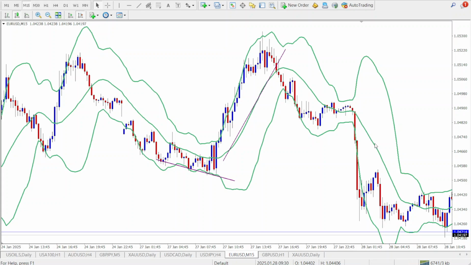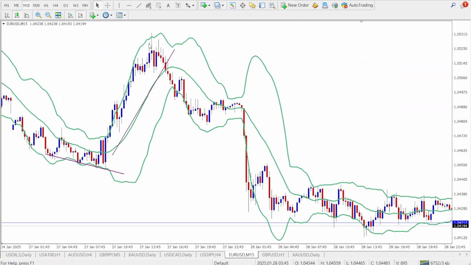Okay, the Bollinger Band is an indicator that helps traders measure market volatility. It consists of three lines, as you can see. The upper band represents overbought conditions. The middle band is a simple moving average that acts as a trend guide, while the lower band represents oversold conditions. Now, when the bands expand, the market is experiencing high volatility. Then when the bands contract, it means that the market is in low volatility.